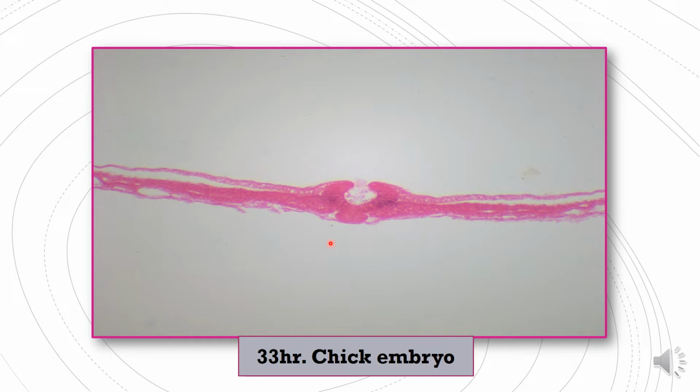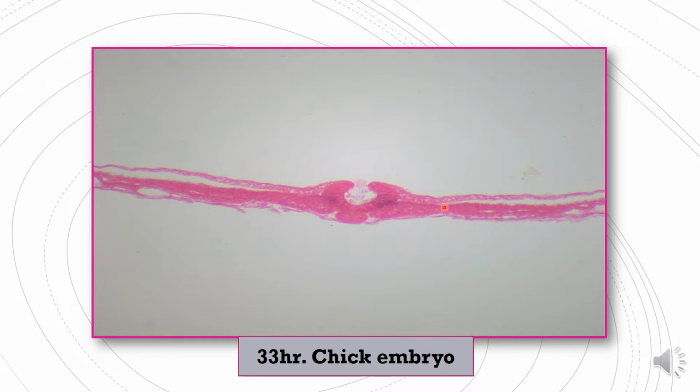In the same slide, more anteriorly, in these sections you can see the neural plate beginning to fold. This is called the neural fold. The neural fold surrounds this cavity, which is called the neural groove. And ventral to the neural fold is the notochord. This is the notochord.